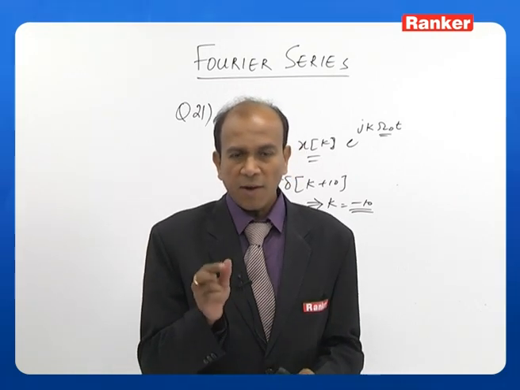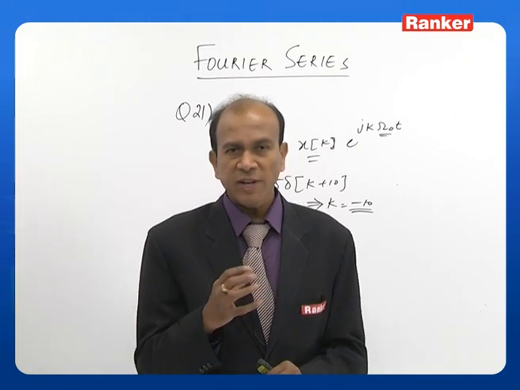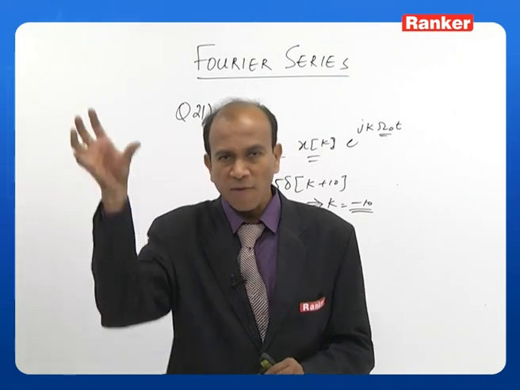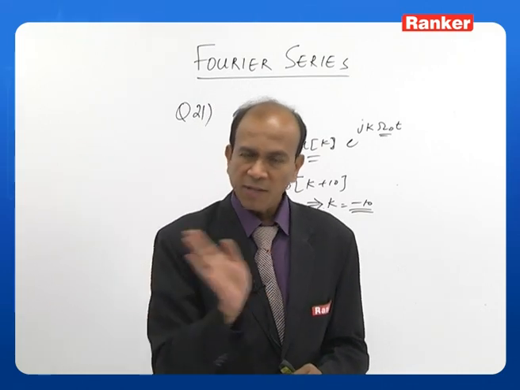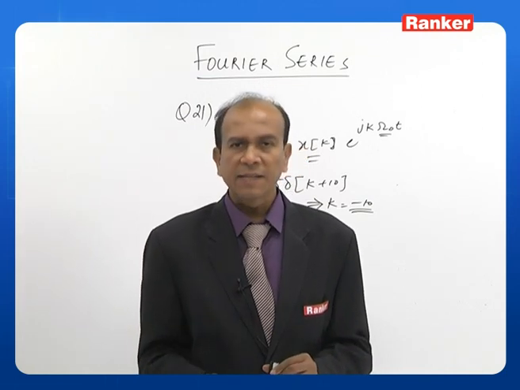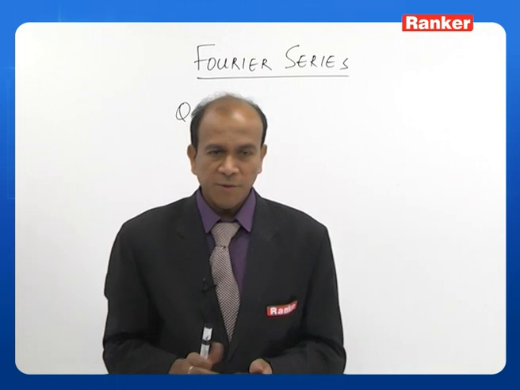If I substitute omega is equal to 2 pi, we will get a series in which we can write a cosine term in terms of exponential terms. So, you have exponential terms given to us, and you can transform back to get cosine terms. So, do all that, then we will get the answer like this. The answer is 8 cos 10 pi t minus 10 cos 20 pi t minus 3. So, that is how you use this formula and substitute, and you will get the answer. Let us see the next question.